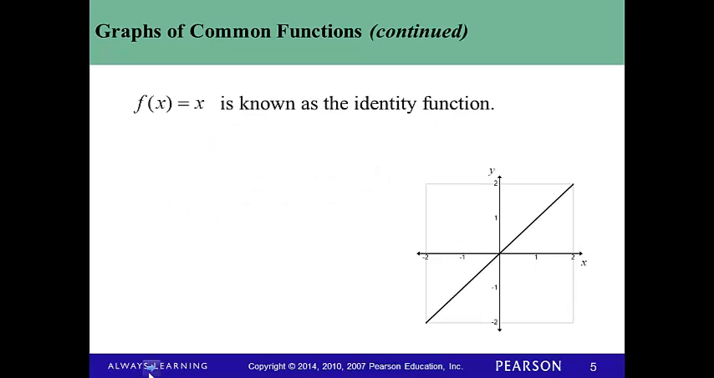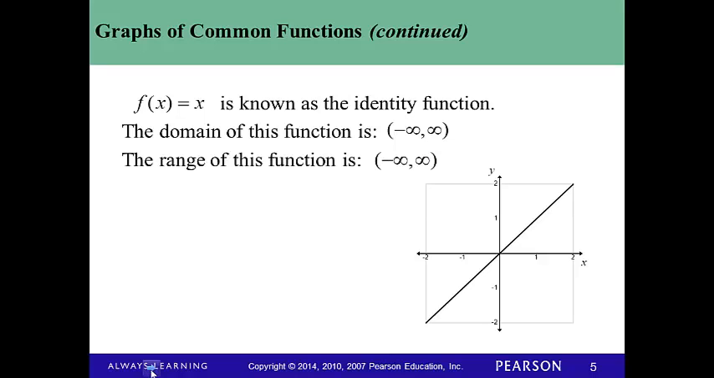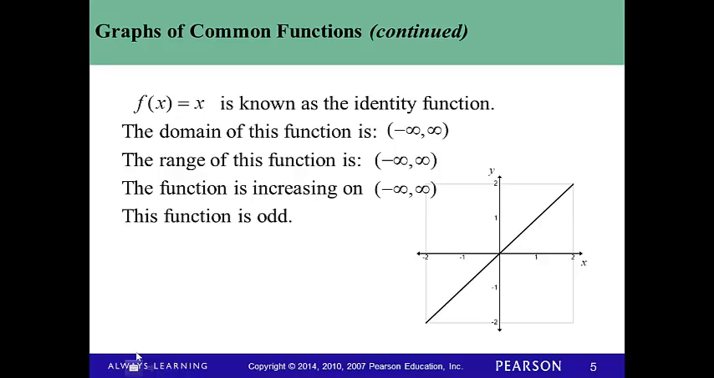The next one is f of x equals x. Again, its domain is the entire real line. Its range is the entire real line. It is increasing on the entire real line, and it is odd.